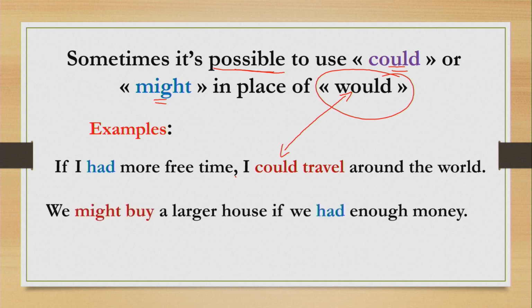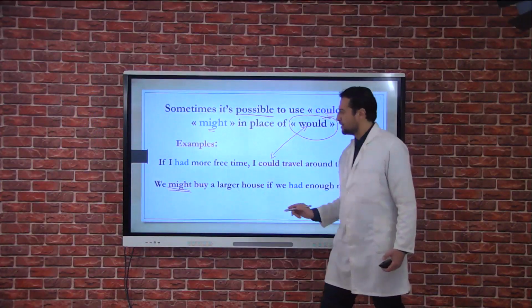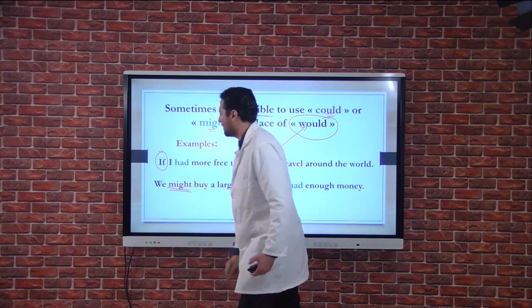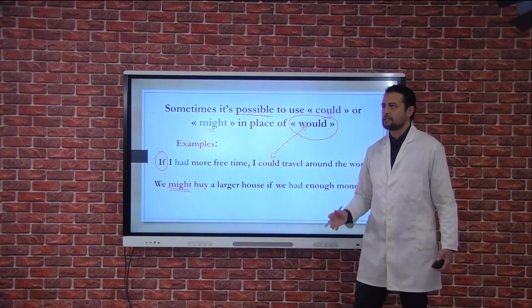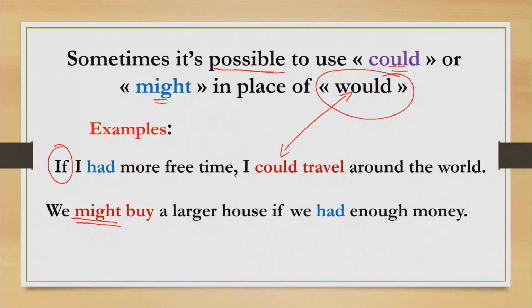The same thing can be applied here. As you can see, we have "might". "Might" means it's possible: it was possible to buy a larger house if we had enough money. Let's compare these two sentences and focus on the position of "if". In the first sentence, "if" is at the beginning of the sentence, while in the second sentence it's in the middle, right?